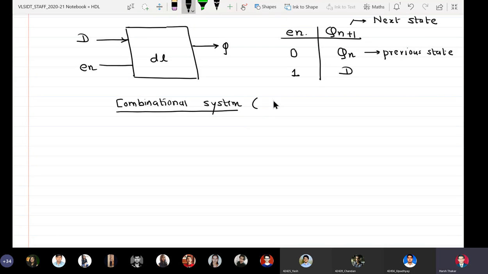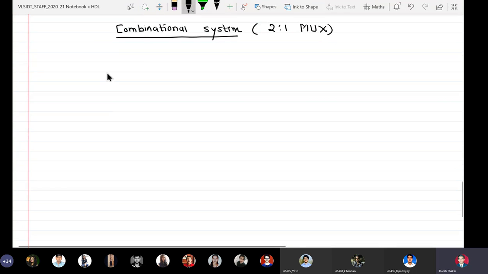Shivam told that we can use a 2:1 mux. Fine. So till now we have been drawing multiplexers in this way. Let me tell you that it is not standard. If I ask you to please draw the block diagram of a multiplexer, this is what we do.